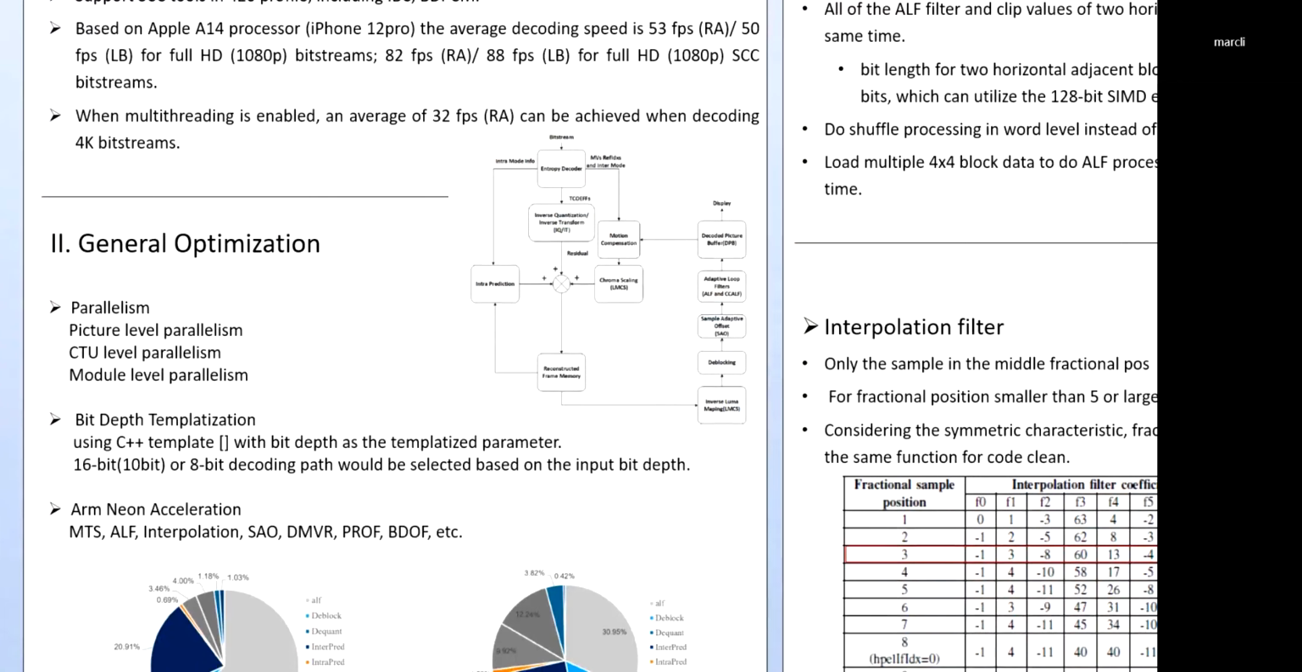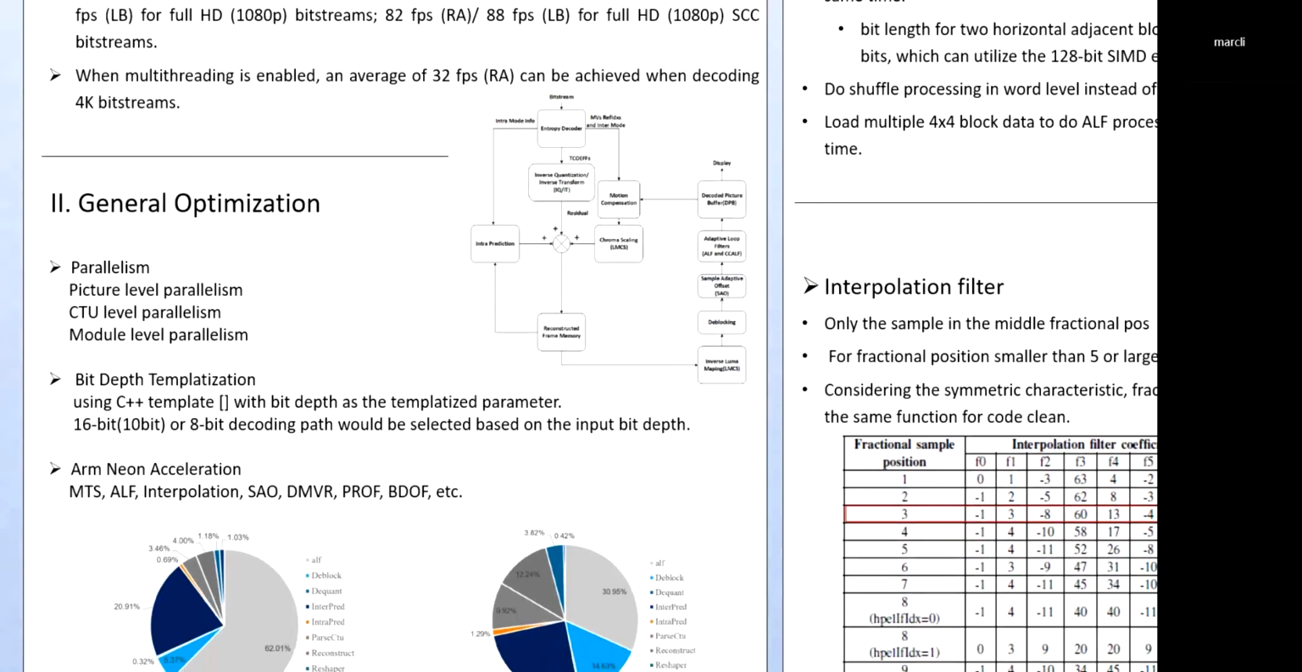The general optimization can be summarized as parallelism and Neon acceleration. The parallelism processing includes picture level, CTU level, task level, and sub-CTU level. For example, picture level parallelism supports decoding multiple pictures at the same time when there is no interdependency.